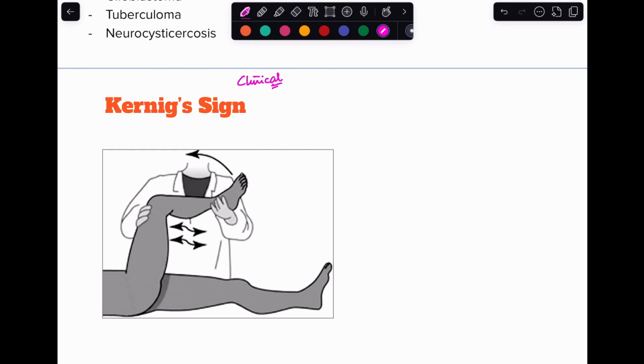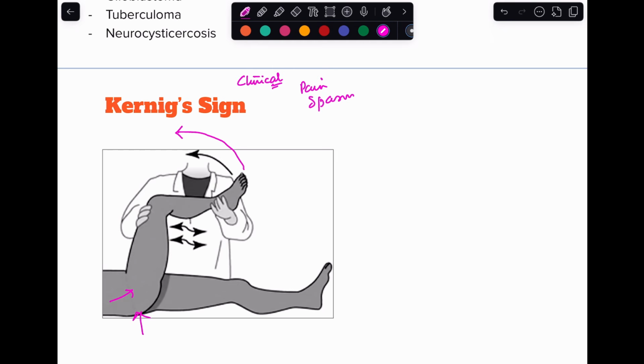So what we do here is, when the hip of the patient is flexed, and then with the hip flexed, the knee is extended. So the hip is in flexion over here, and then now you're extending the knee. Knee extension ends up stretching the sciatic nerve and the inflamed meninges. This will result in a lot of pain as well as spasm, preventing a full knee extension.